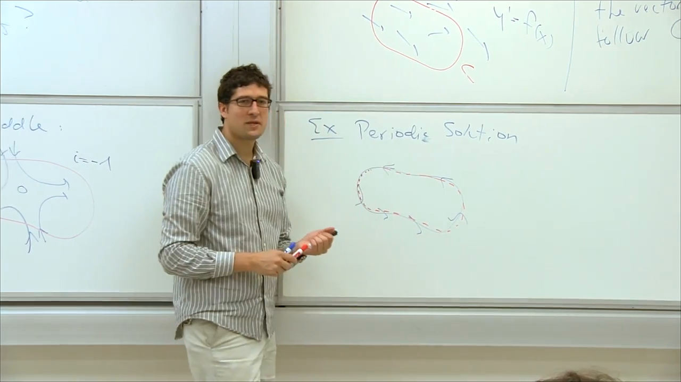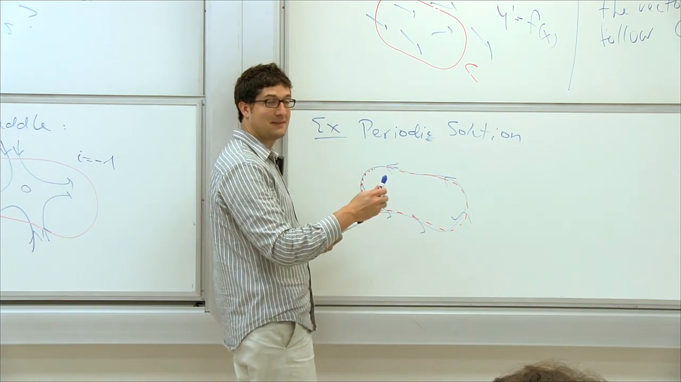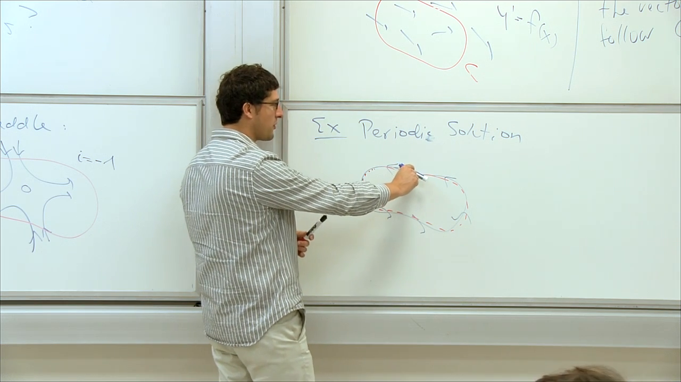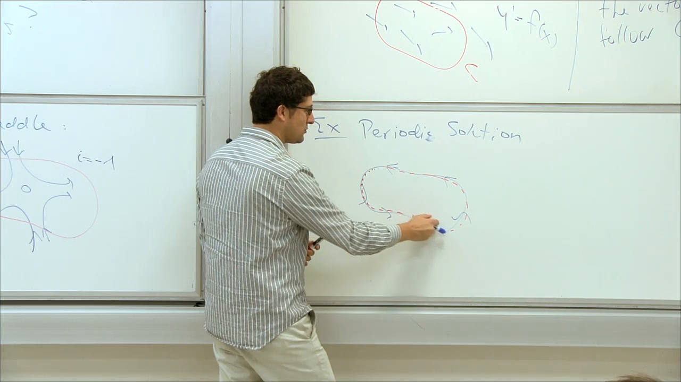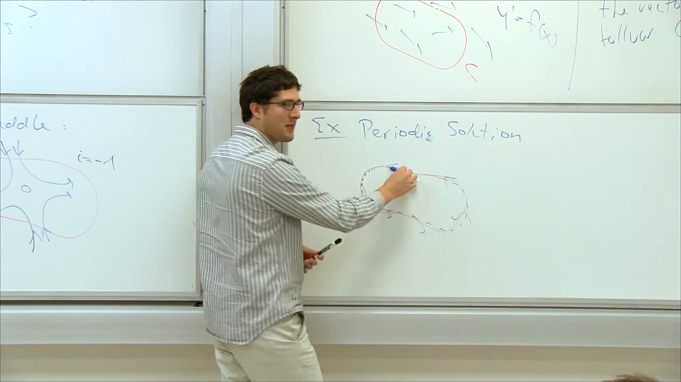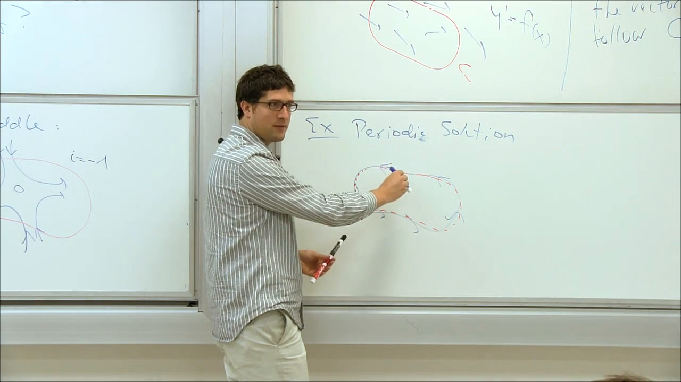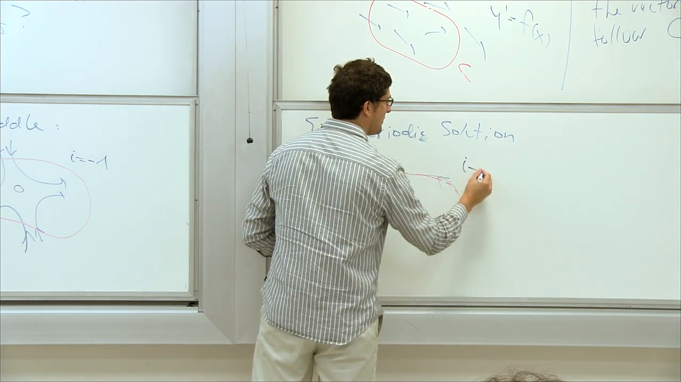Okay, what do you think is going to be the index? All right, let's just do it. Okay, we're going to start here on top, right? I'm going to go counterclockwise, and I go like this, right? So how many times did I turn? 1. Counterclockwise or clockwise? Counterclockwise. So the index is what? 1. The index is 1.